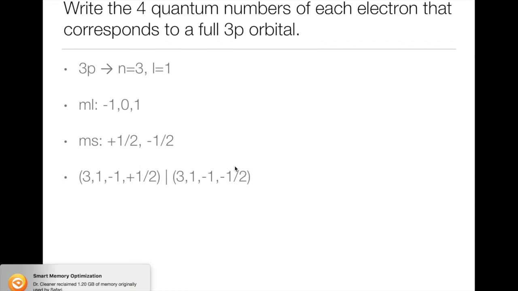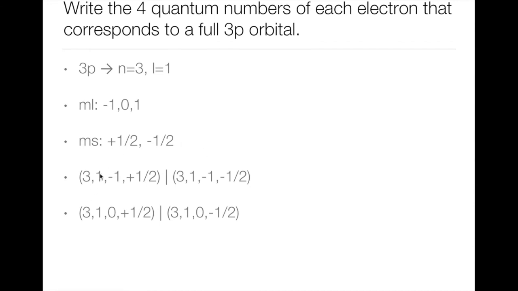Now, I'm trying the 0. 3, 1, 0, and the ms can take positive or negative. And then I'm taking the ml 1, 3, 1, 1, plus 1 over 2, and no, I'm sorry, this is a terrible mistake. This is negative 1 over 2. Okay, so the 3p orbital can have 1, 2, 3, 4, 5, 6 electrons.